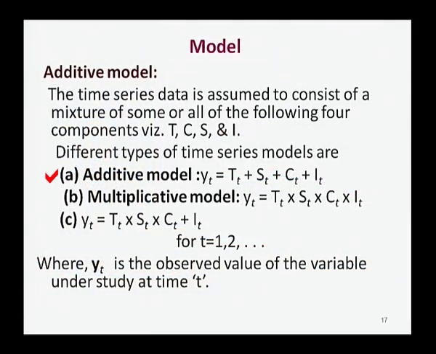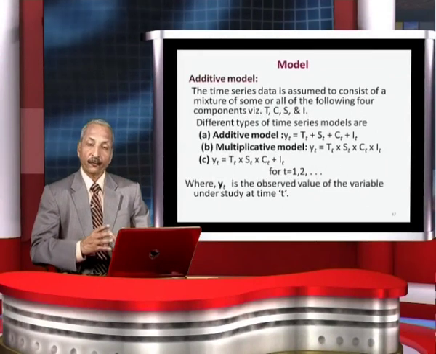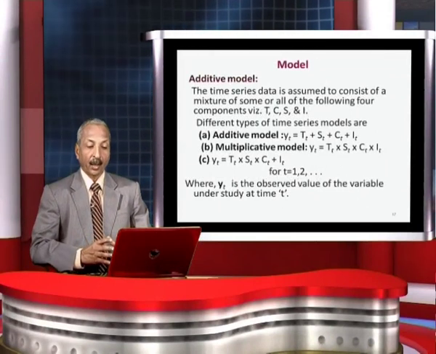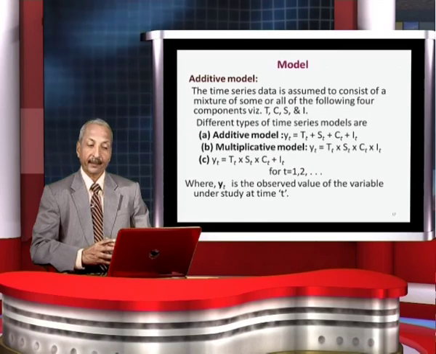The first is the additive model, then the multiplicative model and the model given in the C. That is, the time series data is assumed to consist of a mixture of some or all of the following 4 components, namely the trend, cyclic fluctuations, seasonal variations and irregular variations. That is, in a time series either all the 4 variations are present or a few of them.